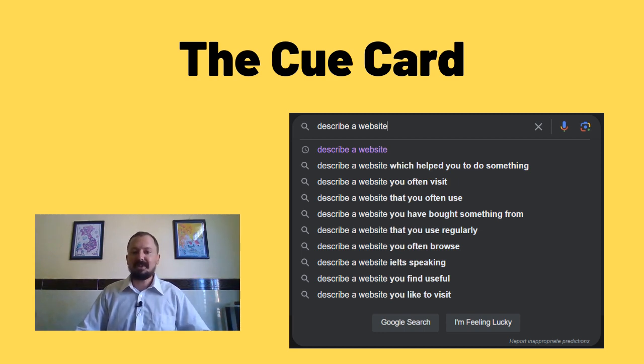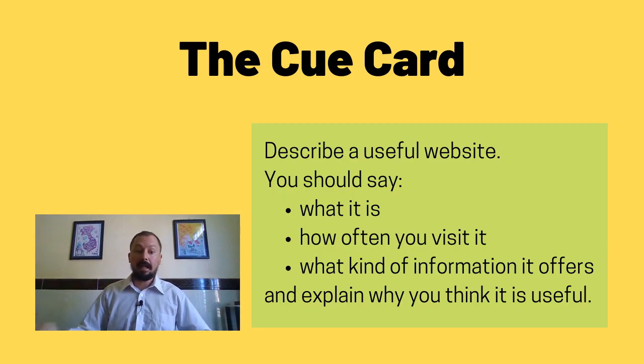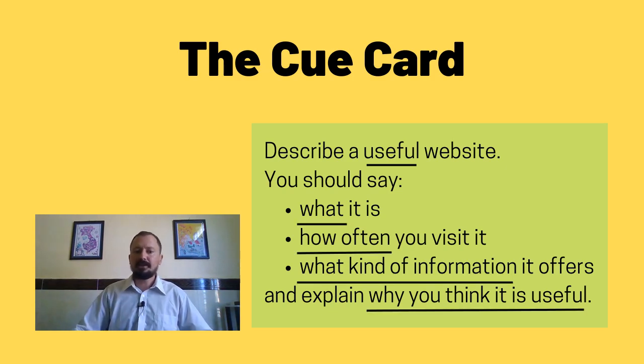Small changes between cue cards could make your memorized answer sound really weird. Here are some variants on the topic of websites. As you can see, each would require a fairly different answer. Today, though, we're going to look at this particular cue card. Describe a useful website. The most important part of any cue card is the first line. This gives you the main topic for what you're going to describe. The key word here is useful, and here are some other important things to consider.